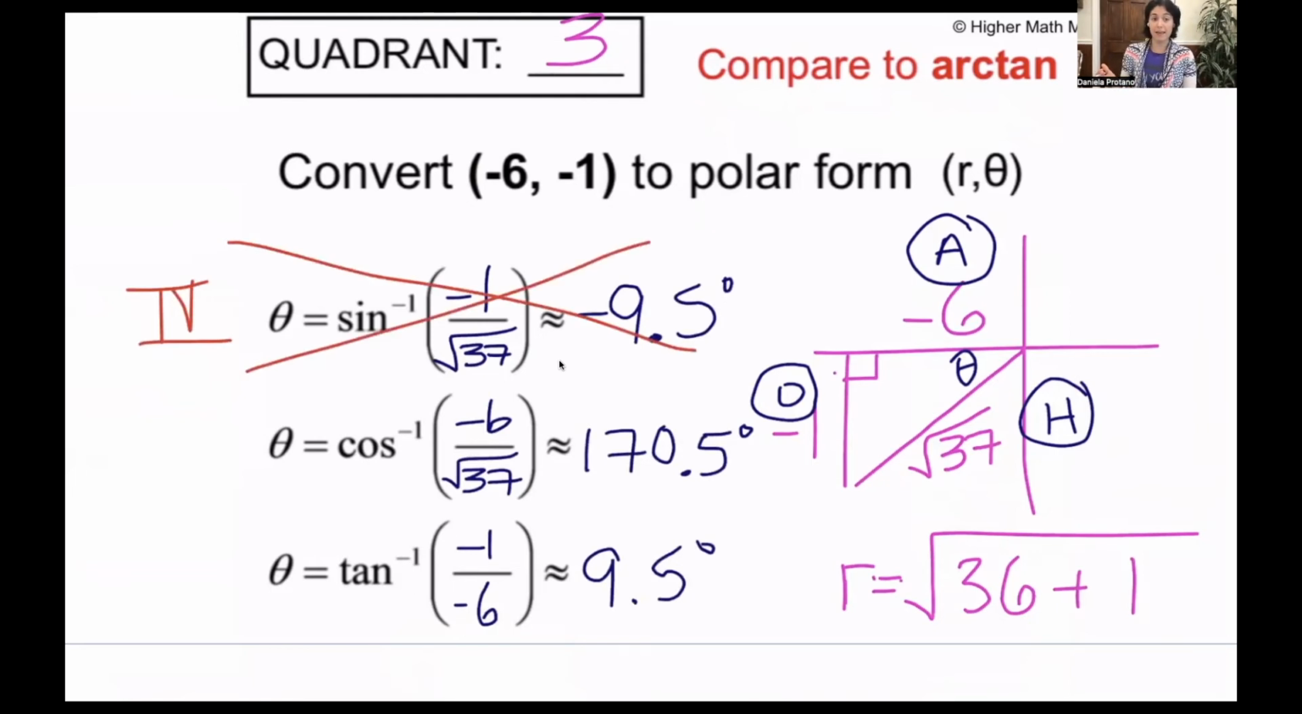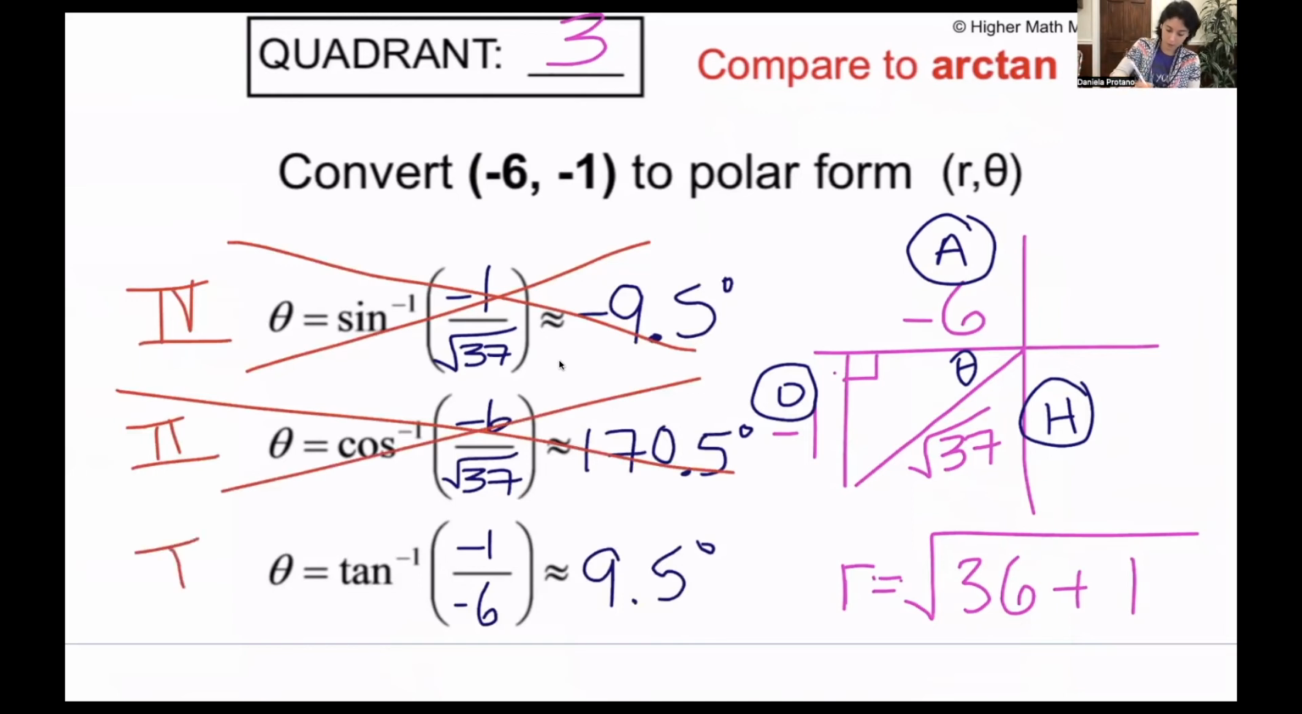170.5 degrees would be in quadrant 2. Oh, that's not going to work, right? We're in quadrant 3. And inverse tan would also not work, right? This would be in quadrant 1. So how in the world could we get it? A quadrant 3 angle would be between 180 degrees and 270 degrees.